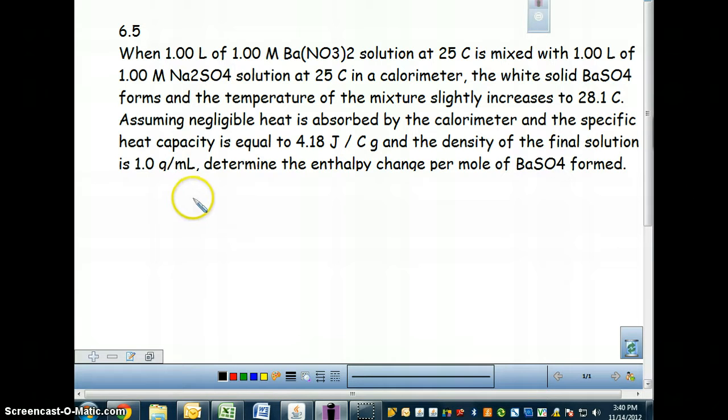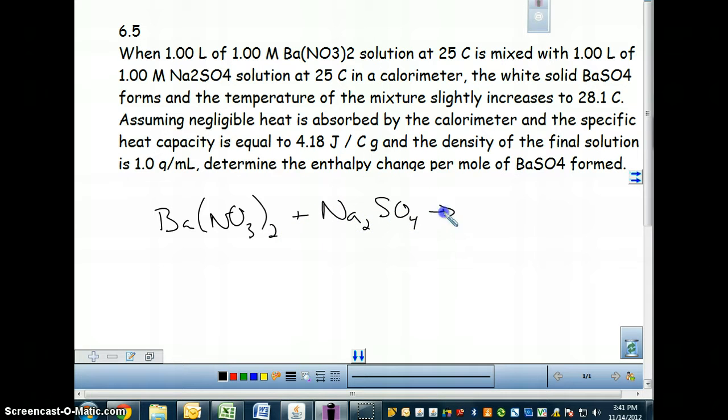Our reaction is between the barium nitrate and the sodium sulfate. We're going to form barium sulfate and 2 sodium nitrates.